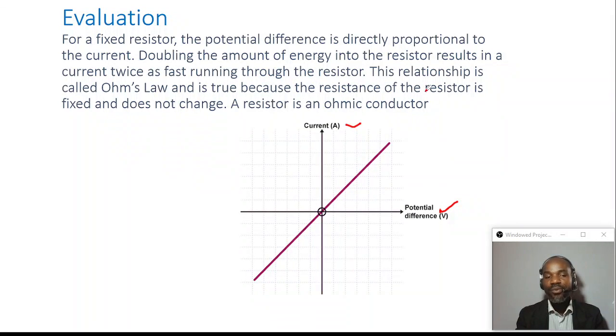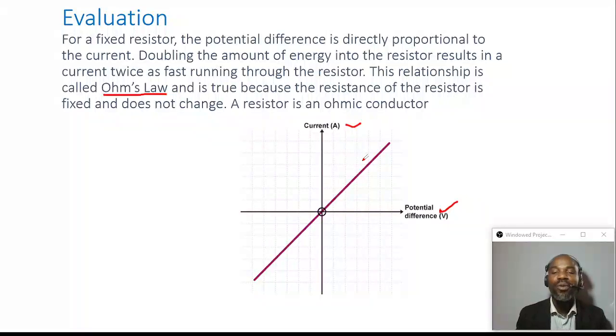This relationship is called Ohm's law. It's called what? Ohm's law. If we still recall what Ohm's law is all about, this is just the direct explanation and illustration of it. And it's true because the resistance of the resistor is fixed and does not change. A resistor is an ohmic conductor.